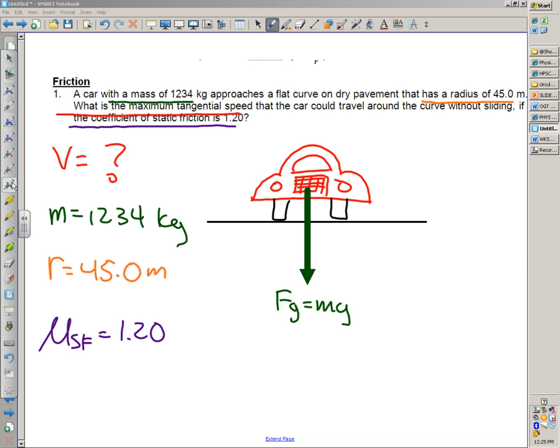So what do we get when we get the force of gravity here? Anybody running through yet? What is it? 12,105 newtons. Okay. Now, before we draw any other forces, let's interpret the picture a little bit, okay?